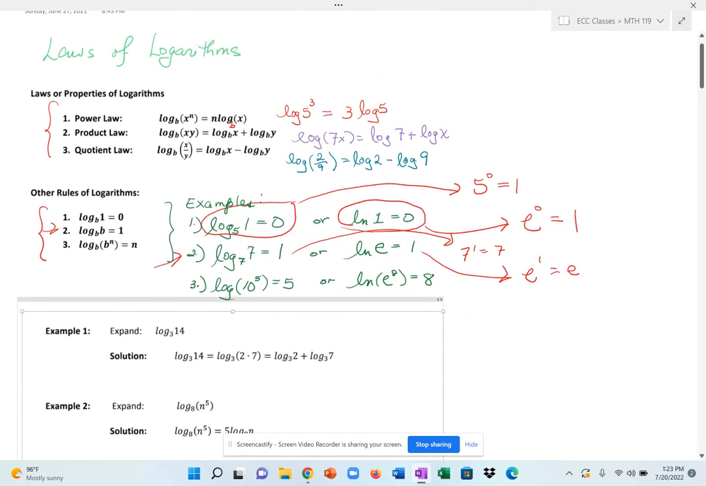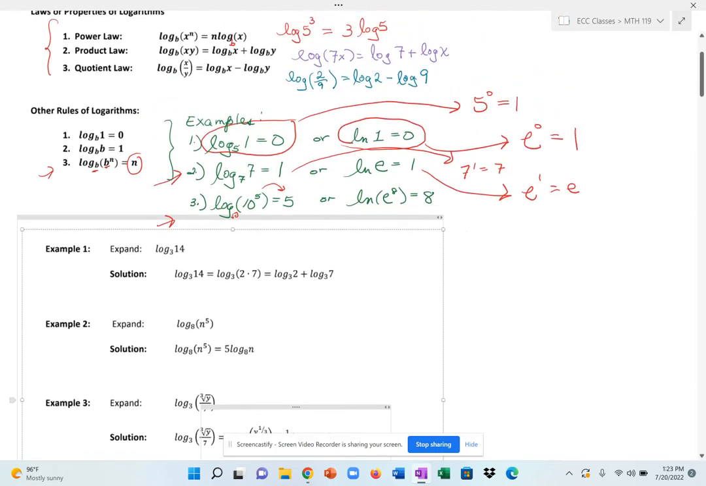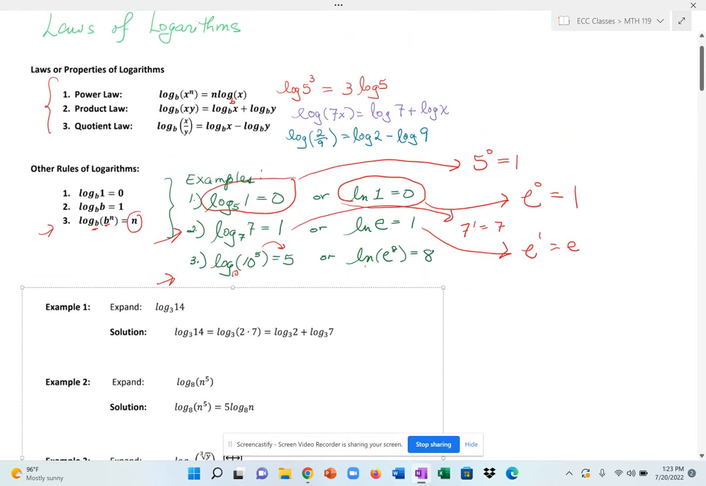And then the third rule says that the log base b of b to the n is equal to n. And that's, again, as long as this base and the base of this exponential expression are the same. So this is one example. The common log of 10 to the fifth, remember the base here is 10, even though you don't see it, that's going to equal 5. That's your n in this example.